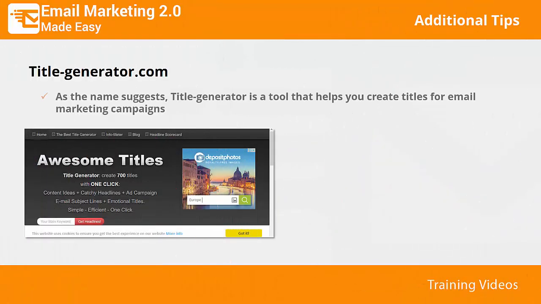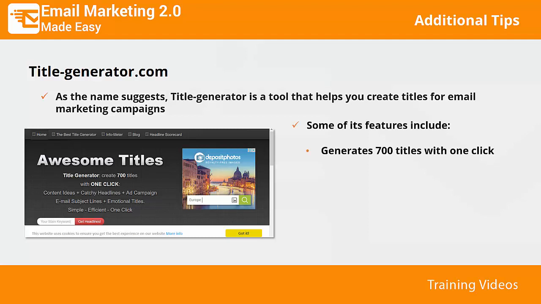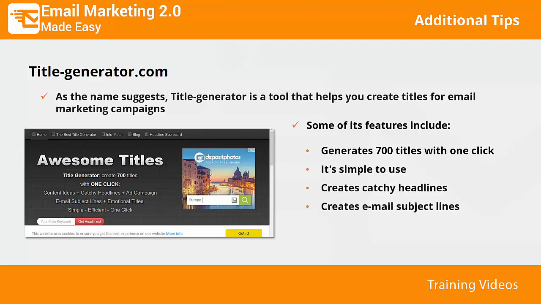TitleGenerator.com. As the name suggests, Title Generator is a tool that helps you create titles for email marketing campaigns. Some of its features include: generates 700 titles with one click. It's simple to use, creates catchy headlines, and creates email subject lines. This tool is free.